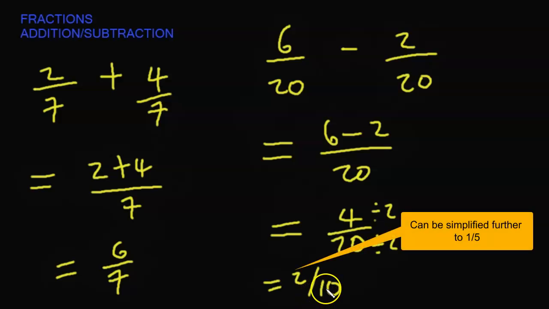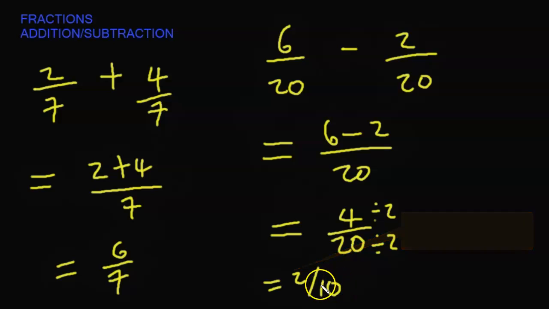So that's pretty straightforward when adding or subtracting fractions which have the same denominators. Let's now look at the case where the denominators are not the same. Okay, so now we want to look at the case where the denominators are different. Let's say we're asked to calculate 7 over 8 plus a half.